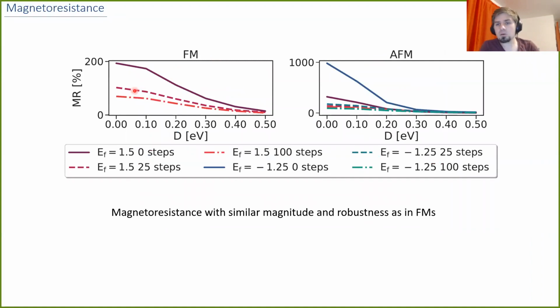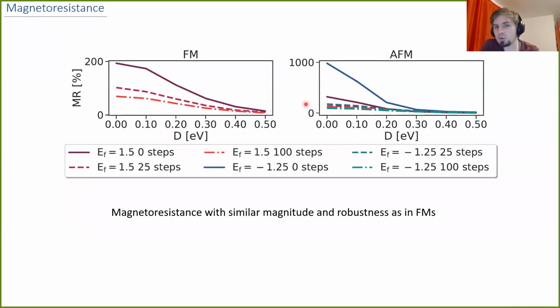We also did magnetoresistance calculations. We haven't really studied those systematically, so I'll just show this with one slide. But basically what we find is that, again, it's quite similar to the ferromagnets. You see that it decreases quite strongly with disorder, which is expected for magnetoresistance.